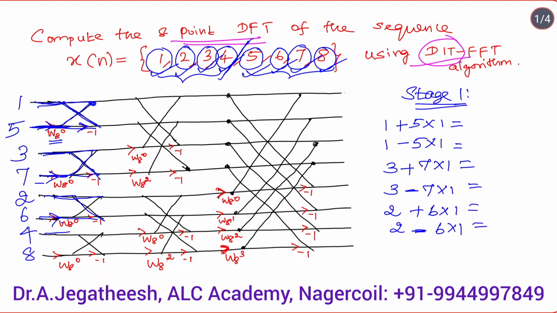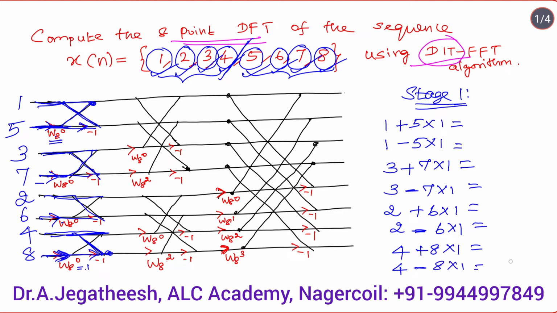Here you have 4. Here you have 8 multiply with the twiddle factor. We already know the twiddle factor is 1. So 8 into 1. Next, this term, here you have 4 comes here. On the way you have a minus 8 into twiddle factor.